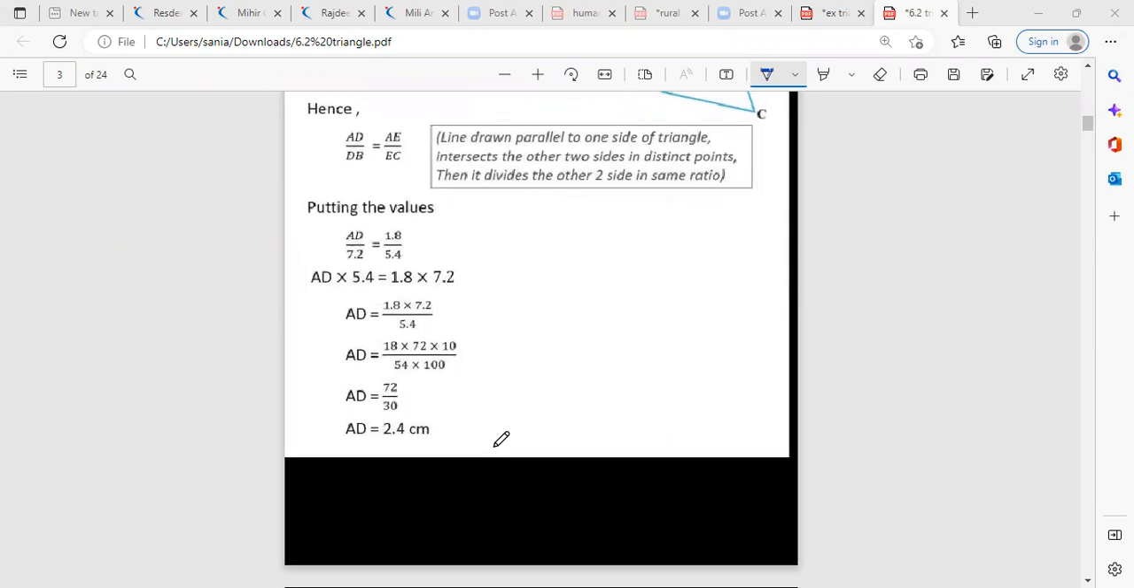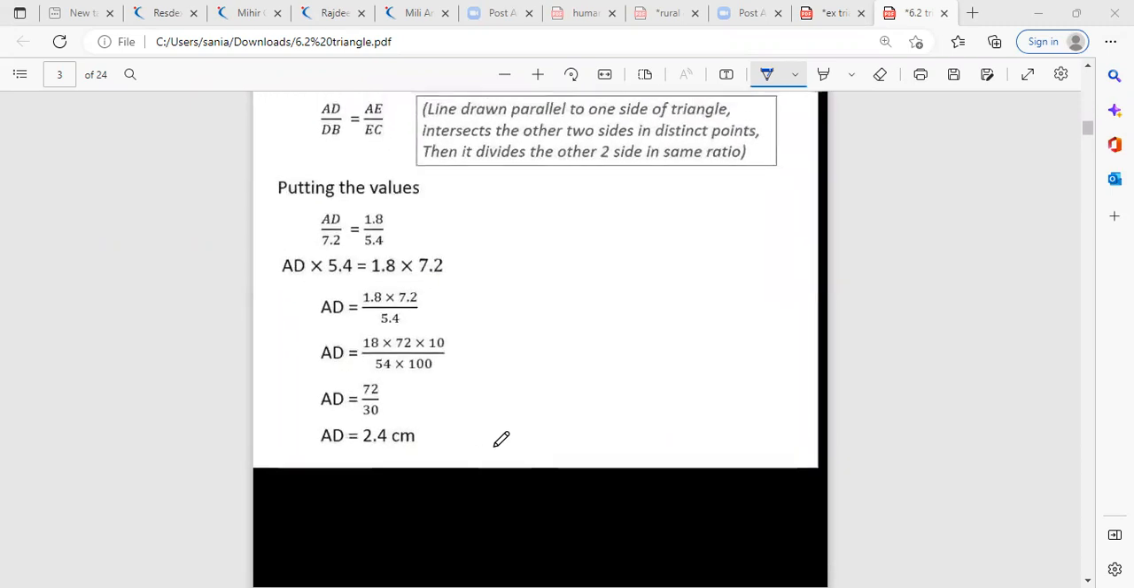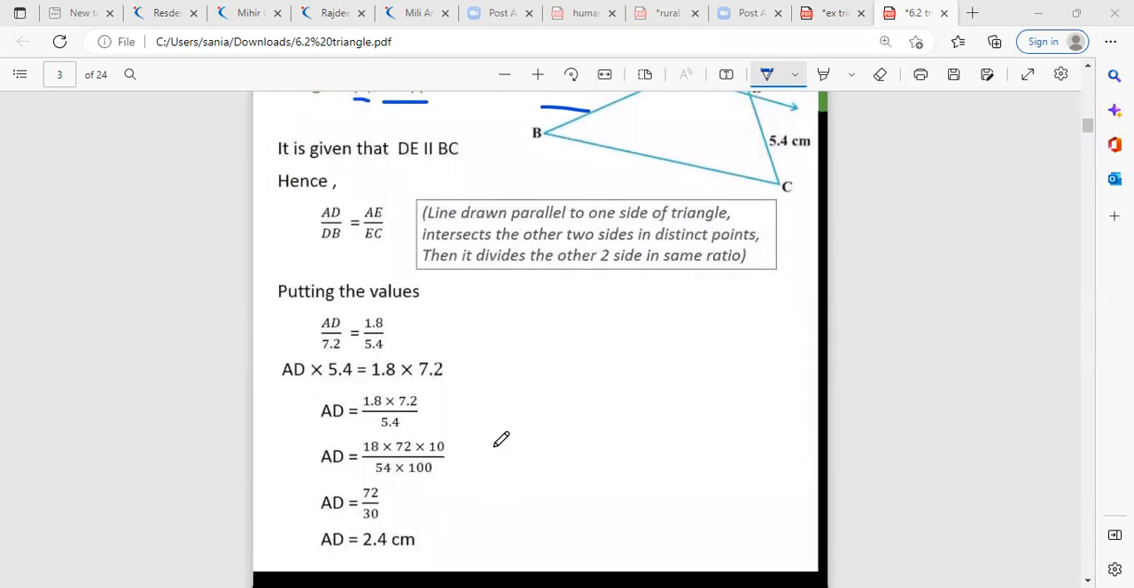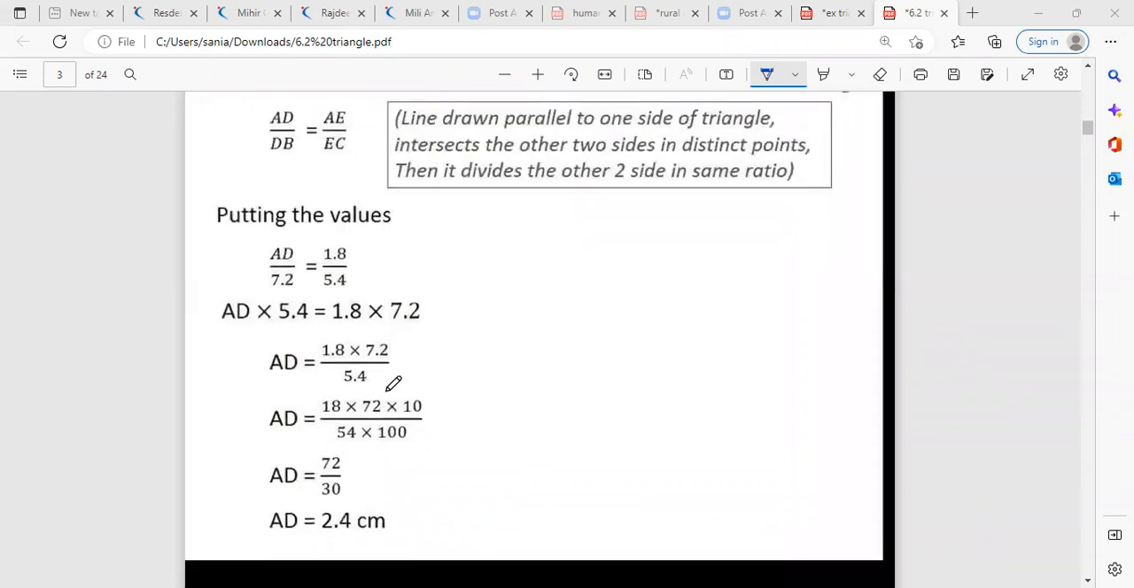I got 24 centimeters. Wait, what did you do? Everything is given. Okay, I'll tell you how you have to do it and you check accordingly. Because it's a decimal one, maybe there was a calculation error.